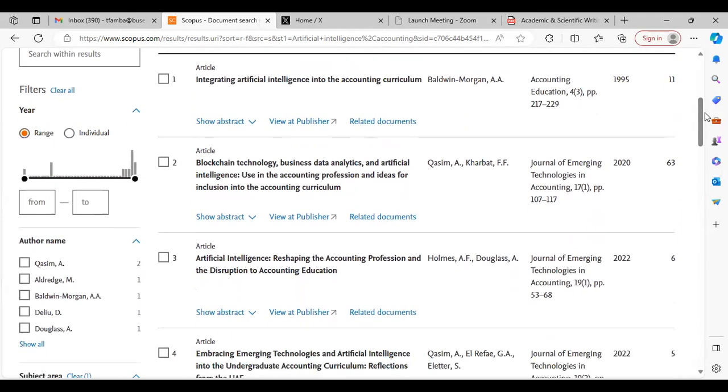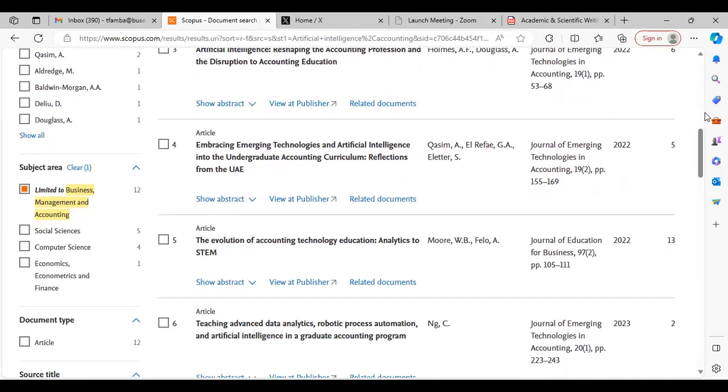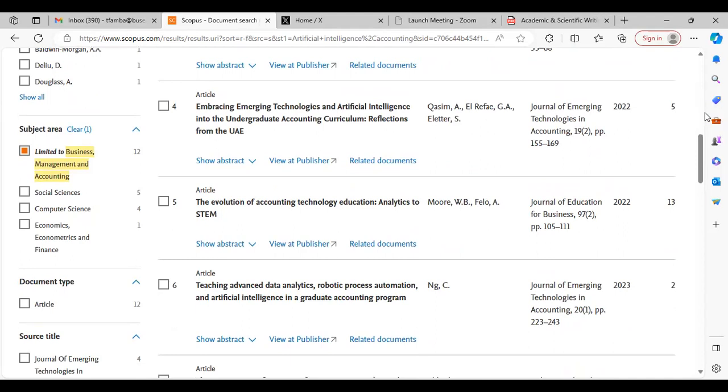When we do the search now, the first paper says integrating artificial intelligence into the accounting curriculum. Then the other one says blockchain, business data analytics and artificial intelligence use in the accounting profession and ideas for inclusion into the accounting curriculum. So you can see that all the papers here are discussing almost the same theme. Accounting curriculum, accounting education, accounting curriculum. Can you see that? Yes. Then embracing emerging technologies and artificial intelligence into undergraduate accounting curriculum, reflections from the United Arab Emirates.